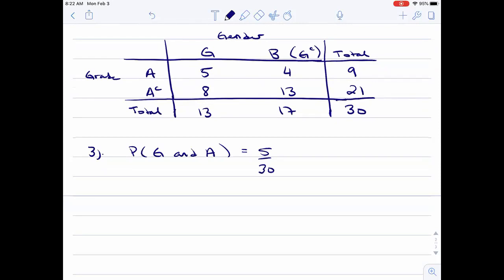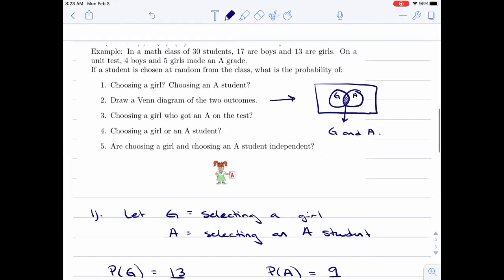In the next section, we're going to talk about, okay, well, what's the probability of pulling a girl if I already know I have an A student, right? Because then it's not out of 30 anymore. If I already know that I'm pulling from A students, then I'm just pulling from those 9, right? So then what I'm dividing by is going to be different. For now, we're just talking about the grand totals for a little bit here. Okay? But the probability of choosing a girl who got an A on the test, that's a girl and an A, right? So it's just that overlap.